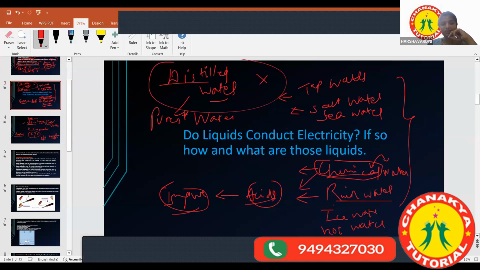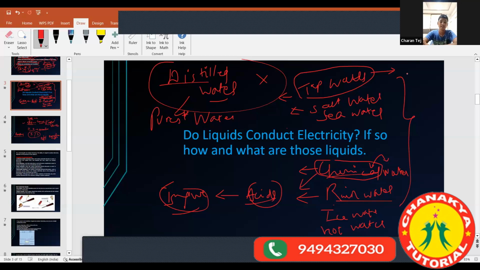Okay. Copper sulfate, any sulfates or chlorides. Somebody told tap water, right? So can that person unmute and tell me what is the salt present in tap water? Who is that tap water guy? Ma'am, chlorine is present. Chlorine or fluorine? Chlorine.